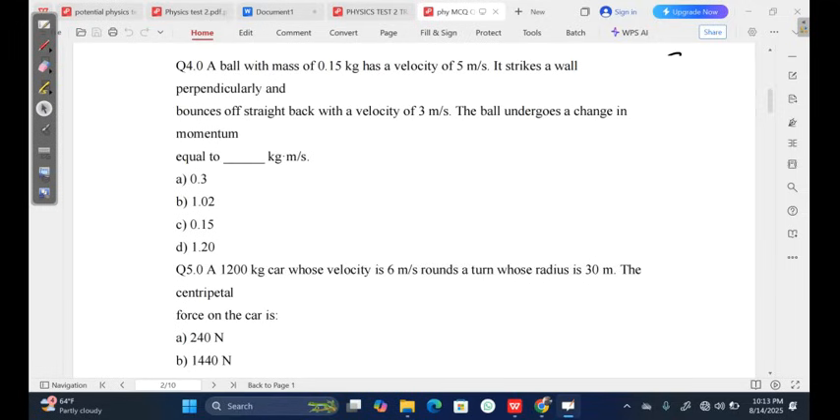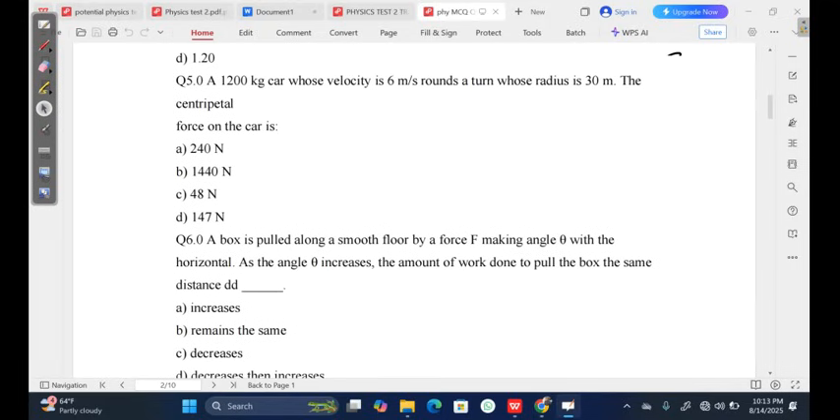So question 5 is saying a 1200 kg car whose velocity is 6 meters per second rounds a bend whose radius is 30 meters. The centripetal force on the car is... So centripetal force is given by the mass times the velocity squared divided by the radius. That's the formula for centripetal force.